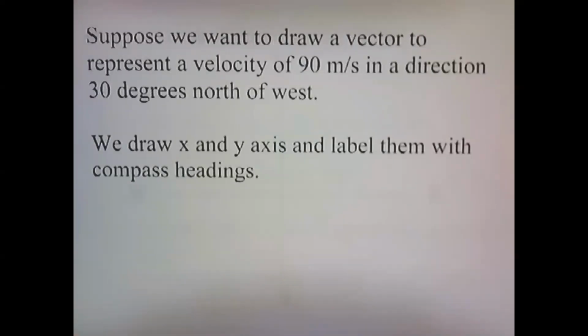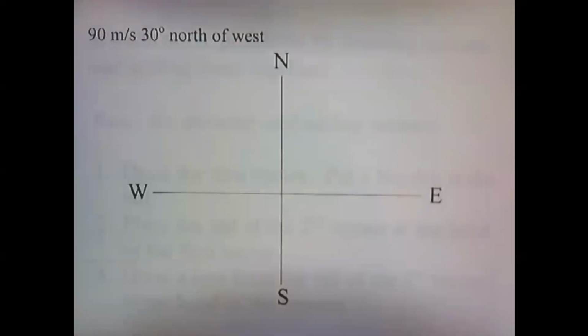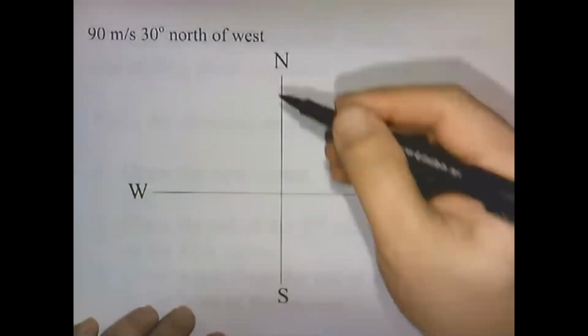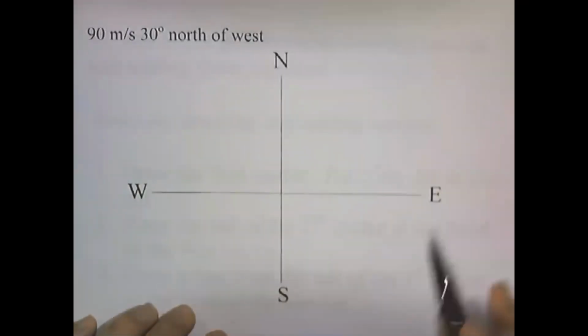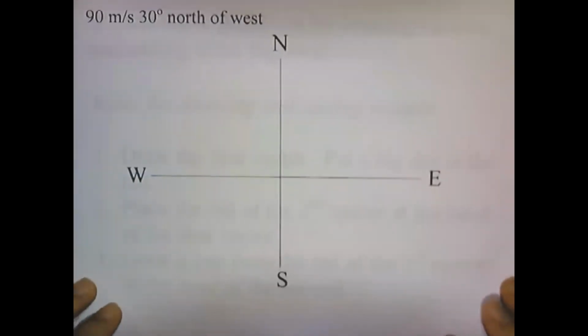Now suppose we want to draw a vector to represent a velocity of 90 meters per second in a direction 30 degrees north of west. Well, we start by drawing x and y axes and label them with compass headings. So we draw a y-axis and an x-axis, and we label them with compass headings. And then let's see how we can start drawing this. 30 degrees north of west can be read as 30 degrees above the west axis.